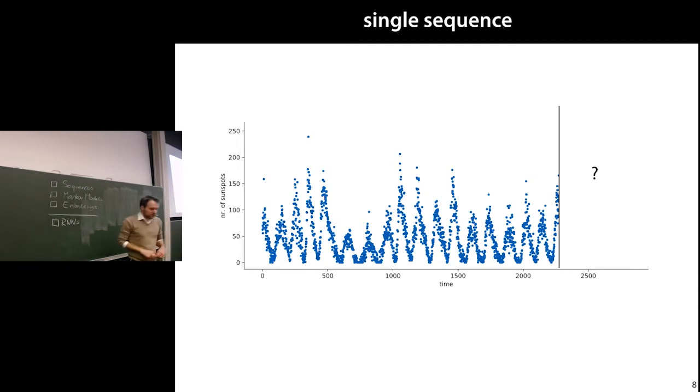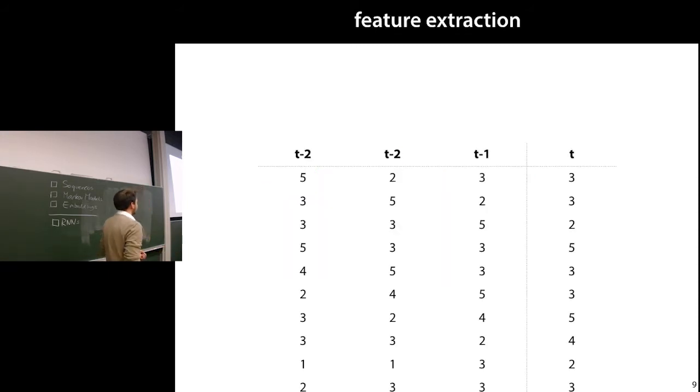What you can do, in order to use basically all of the methods we've already seen, is feature extraction. And the simplest way is to say, well, I'm predicting the value at time t. So I'm going to use as my features the value at time t minus 1, t minus 2, and, well, this should be t minus 3. I'm going to use the previous three values and use that to predict the next value.